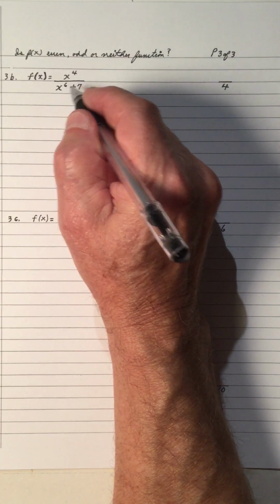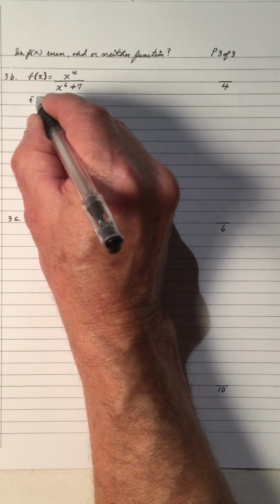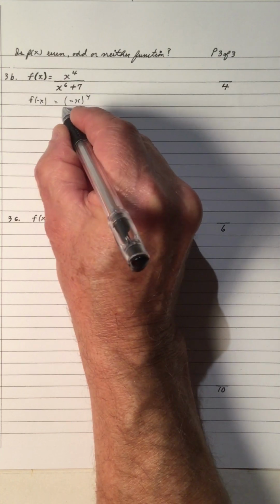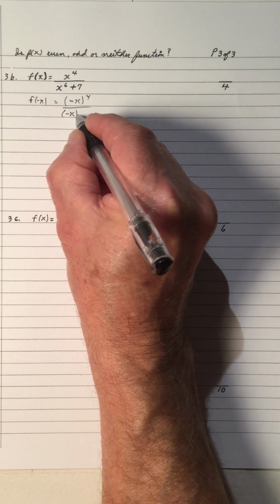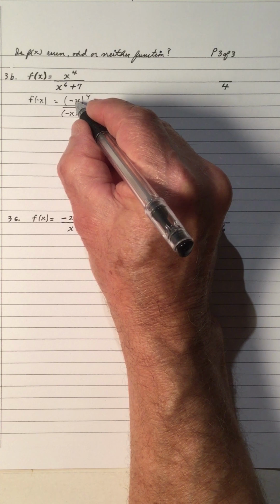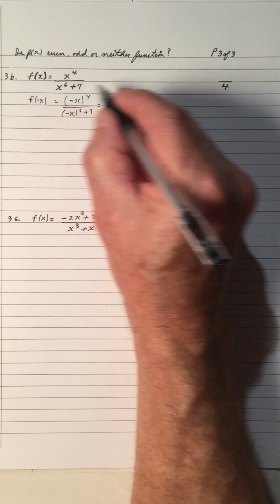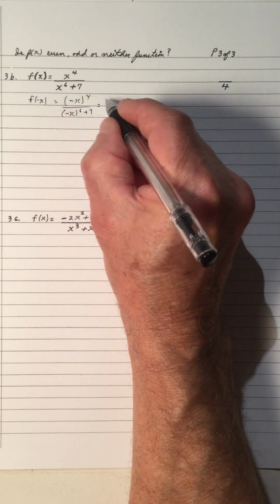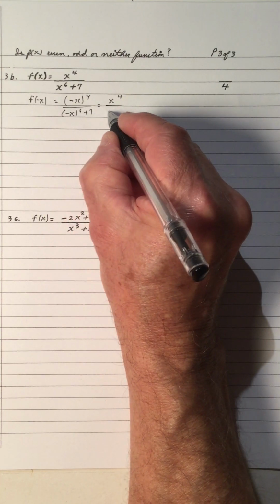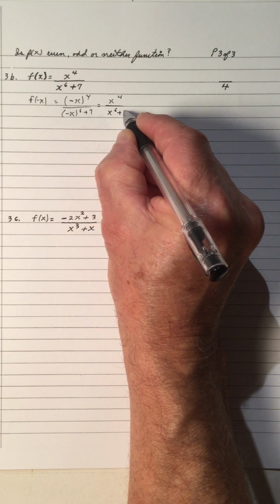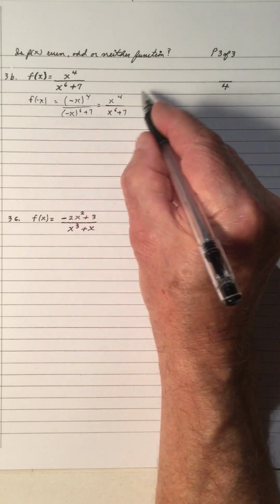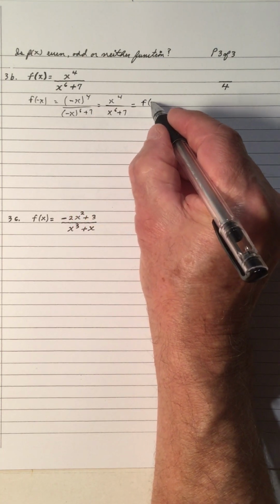Again, is it even, odd, or neither? So we put negative x in the place of x. Done. Negative x to the 4th power is even, so it's x to the 4th. Negative x to the 6th power is even, so it's x to the 6th. And so x to the 4th, perfect. x to the 6 plus 7, perfect, is the same. So that's f of x.